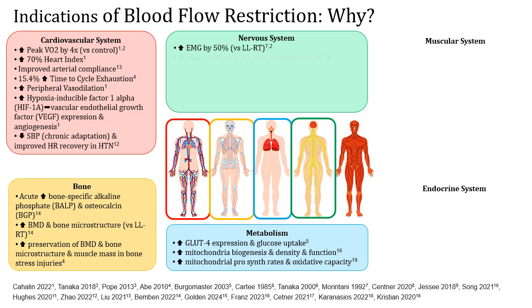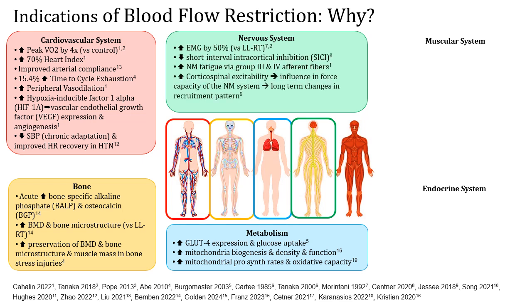For the nervous system, BFR can be applied to increase one's EMG by 50% as compared to low load resistance training. It decreases short interval intracortical inhibition, which is essentially the inhibition that comes down from the central nervous system, thus allowing for better activation of motor units. Increased neuromuscular fatigue via group 3 and group 4 afferent fibers. Increased corticospinal excitability, which influences force capacity of the neuromuscular system, which leads to long-term changes in recruitment patterns, a decrease in pain, and an increase in exercise-induced hypoalgesia.